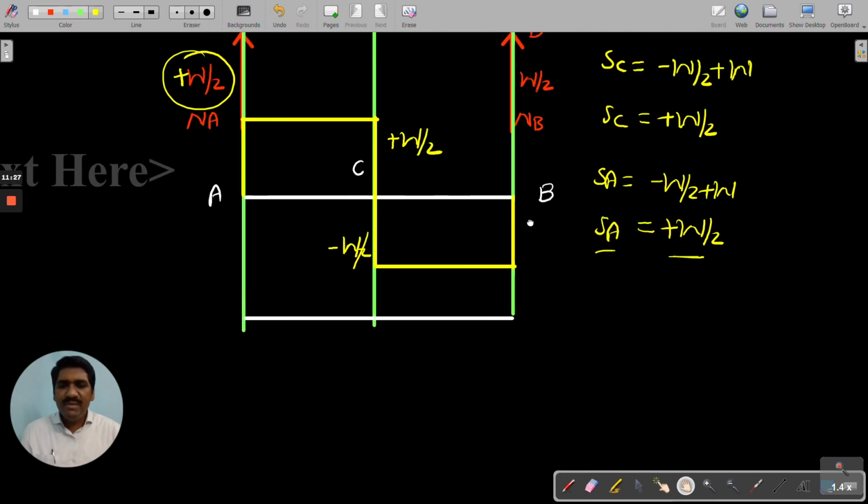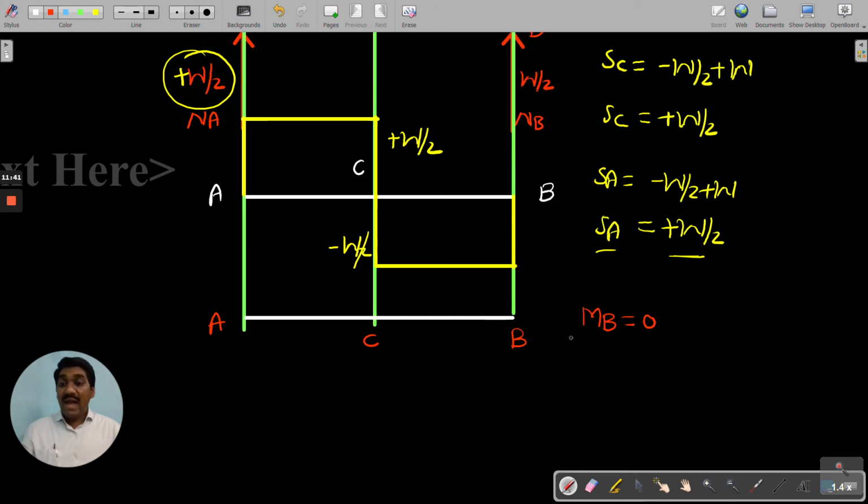What about the bending moment diagram, all of you? Bending moment diagram, very simple. So here it is the point A, point C, and this one is the point B we have. Tell me, what is the bending moment value at the point B? 0. I am moving from right to left only. So at this point B, there is no distance. Therefore, bending moment is equal to 0.